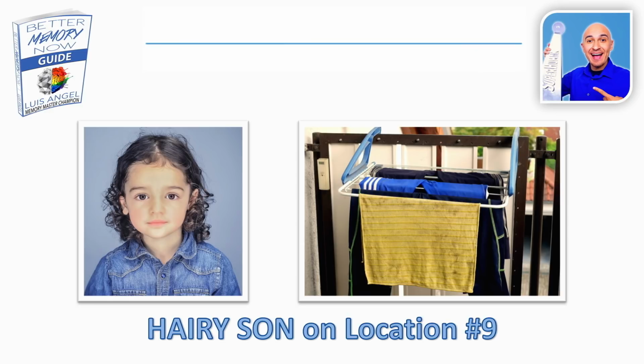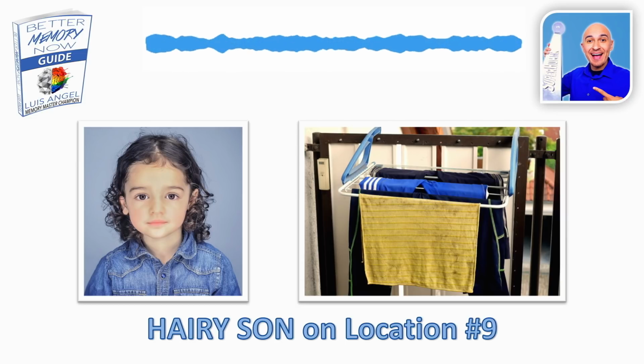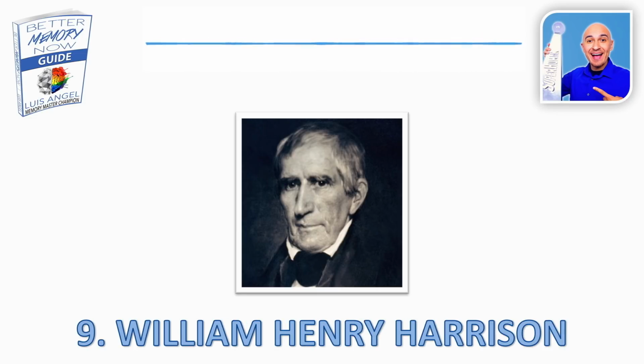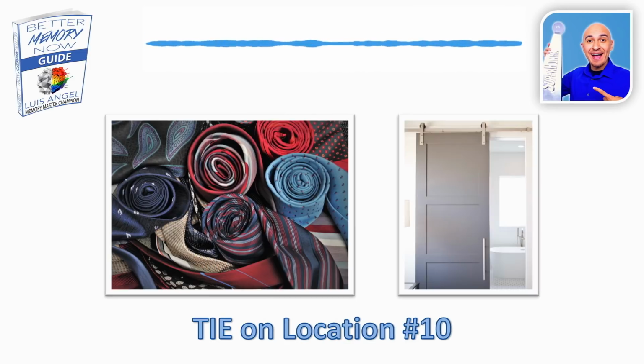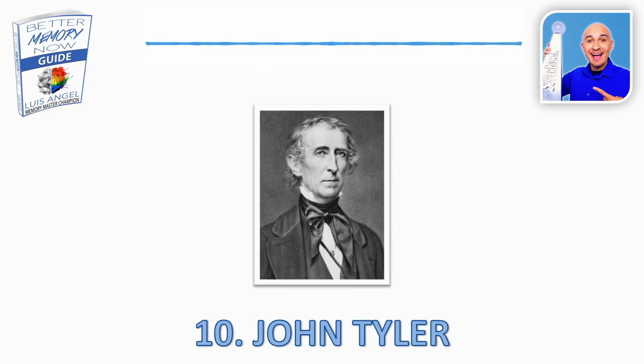On the ninth location, a towel rack for me. What is it for you? I would picture a hairy son on that location, a hairy little boy on that location, and I would translate that back into the name of William Henry Harrison for the ninth president, which unfortunately passed away just 31 days into his presidency. And he was succeeded by his VP, who in our 10th location, we picture a tie, which represents John Tyler as the 10th president.